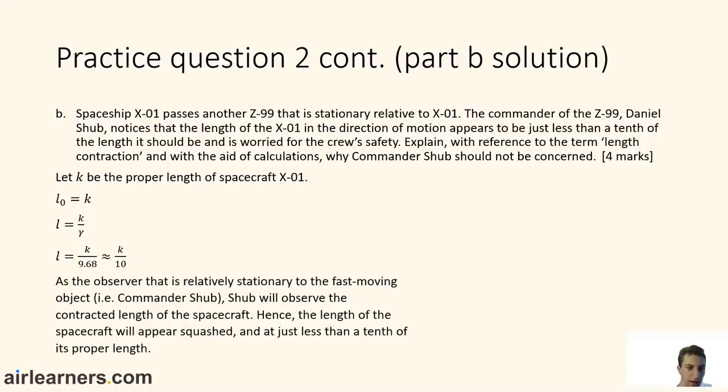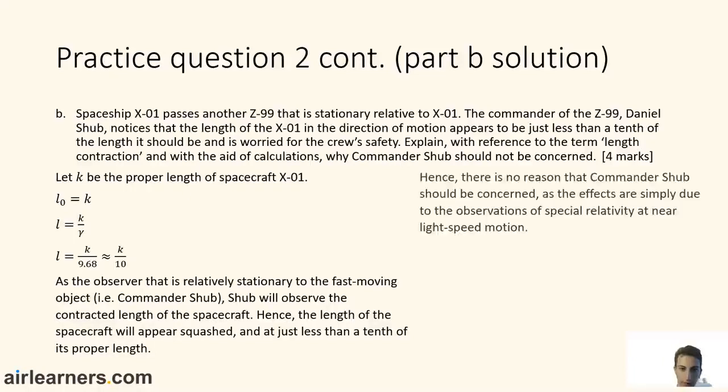So this is what I would add. As the observer that is relatively stationary to the fast-moving object, Commander Shub will observe the contracted length of the spacecraft. Hence, the length of the spacecraft will appear squashed and at just less than 1/10 of its proper length. Hence, there is no reason that Commander Shub should be concerned, as the effects are simply due to the observations of special relativity at near light speed motion.